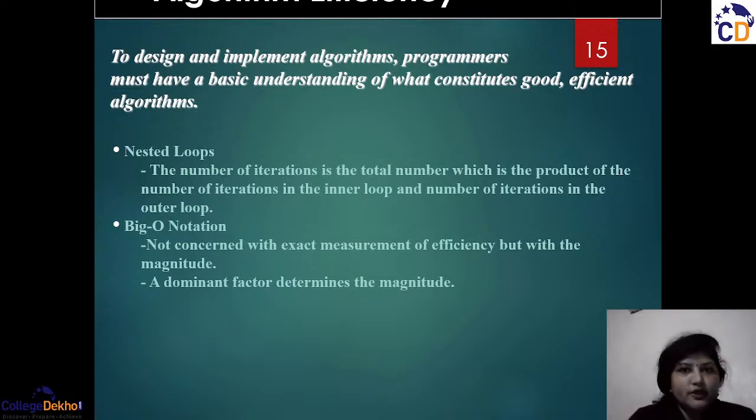Then we have big O notation. What is big O notation? It is not concerned with the exact measurement of efficiency, but with the magnitude. Magnitude means when the time factor is considered. Whether I use big O notation or omega notation, there are a number of types of notations. We are checking the complexity of that algorithm, how efficient it is. With the help of asymptotic notations used in algorithms, we find the efficiency of that particular algorithm.